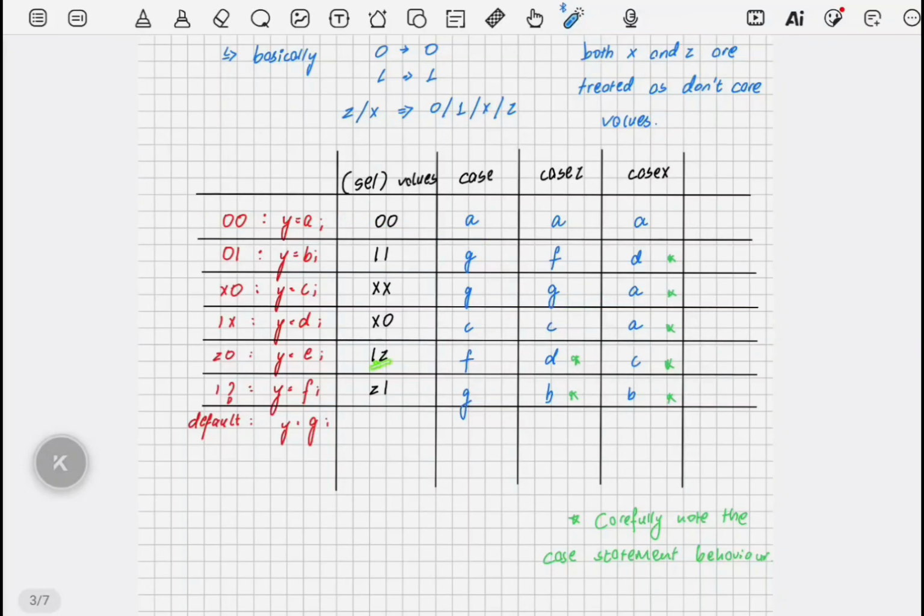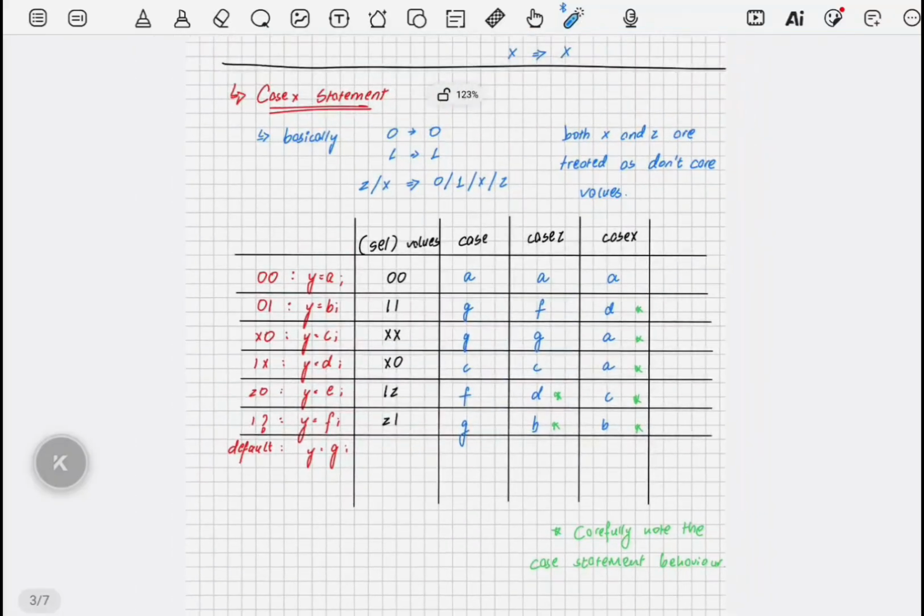Similarly, 1z. In 1z, it is 1 0 or 1 1. Whichever comes first will be mapped. Which comes first? Here you can see x0, right? X0 will be treated as 1 0 or Z0 or 0 0. So this will be mapped. Okay. Then coming to the last one, Z1, right? Z1, similarly, you can see it will be 0 1 or 1 1, which is the first one, 0 1. So it will be mapped to B.